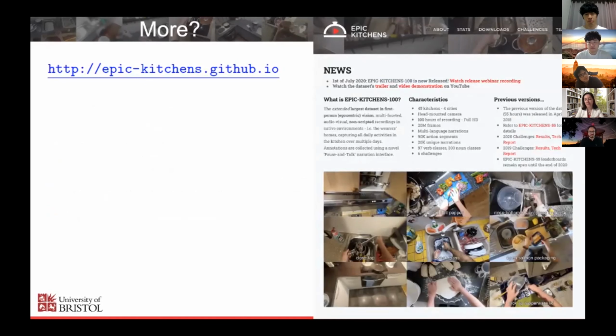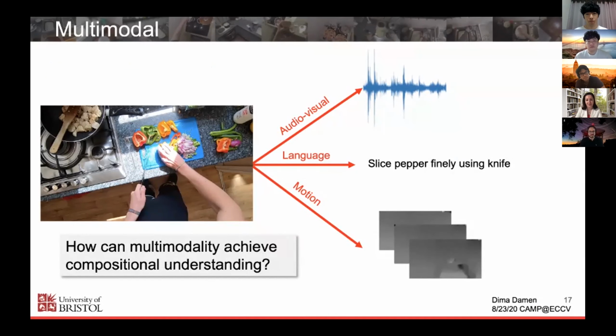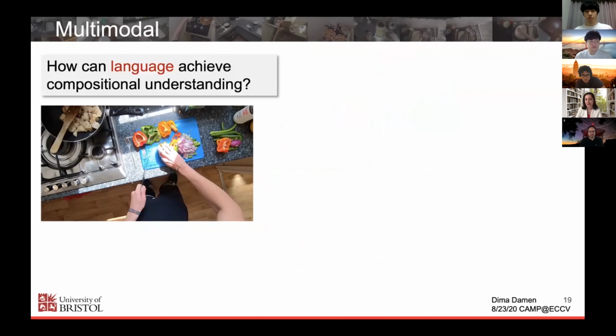but I wanted to tell you the background of the type of data that we will use to answer the question, which is, how can multimodality achieve compositional understanding? And let's start by the first modality, the easiest to start with, and I'll select language to start with. So the question is, how can language achieve compositional understanding? So I told you about the narrations that we've collected with this dataset, and that's where we will start with.